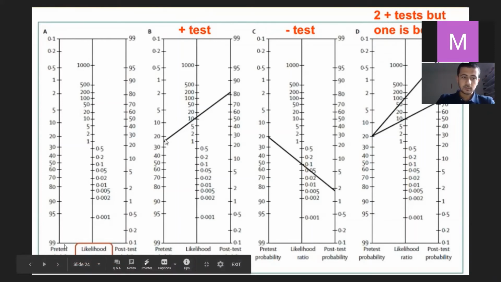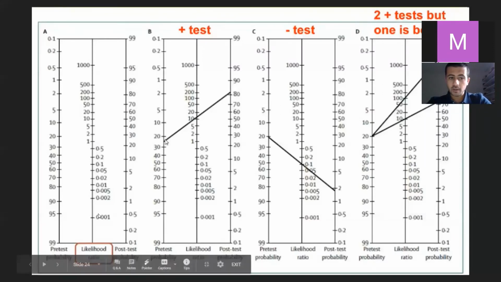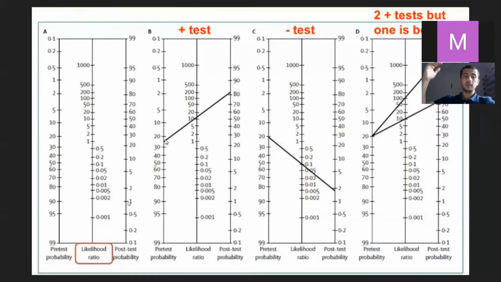Let's say I take the 99% pre-test probability, and I get a very low likelihood ratio, a negative test with a very low likelihood ratio. I end up with a probability of 1%. Can you imagine that? With just one test, I reduced the probability from 99% to 1%.